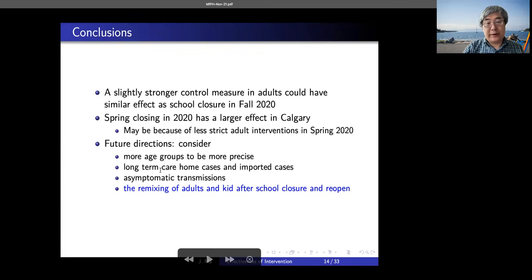Another thing that really limits all of these studies is just multiplying a constant to the transmission probability. But actually, many control measures like school closures and school reopenings not only change the transmission probability, but also change the mixing patterns between adults and kids. So the whole mixing matrix should change rather than just the transmission probability. And how to properly incorporate this needs to be well understood.